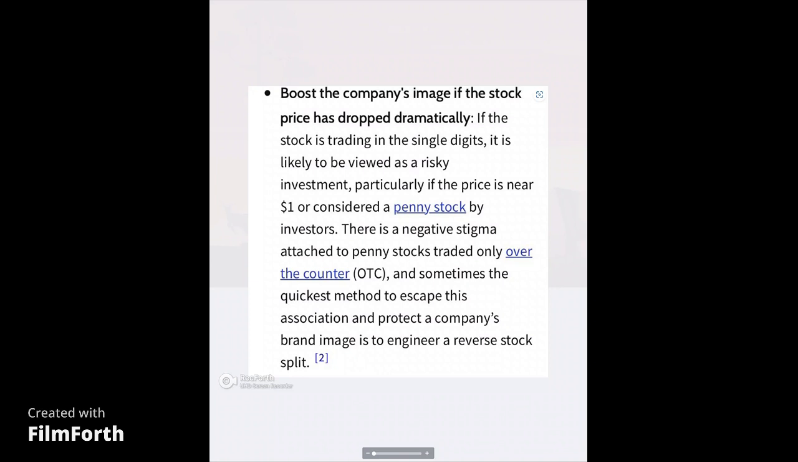And guys, I just told you what they consider a penny stock. There is a negative stigma attached to penny stocks traded only over the counter. So what would happen to, well, let me finish this and I'll get into that. Which over the counter, guys, is OTC stocks. And sometimes the quickest method to escape this association and protect a company's brand image is to engineer a reverse stock split. Now, guys, let's say that they propose a reverse stock split, or let's use EVFM for an example.